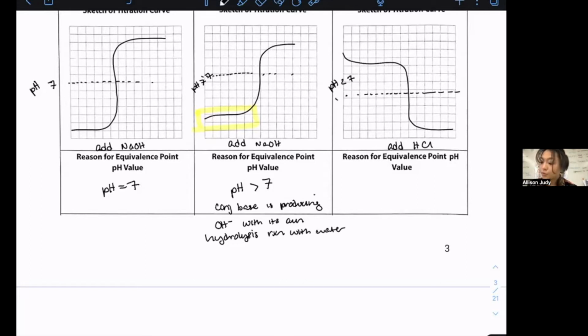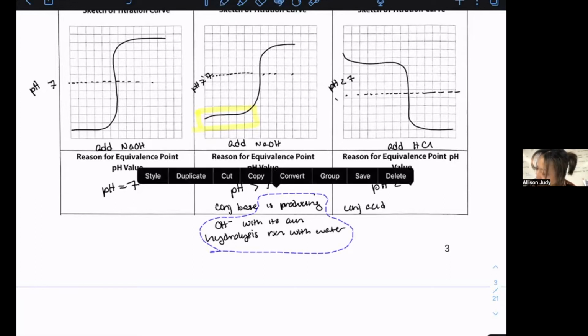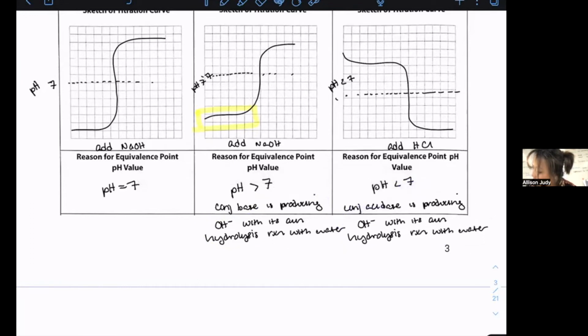And then similar concept here, except we have a pH less than 7 because the conjugate acid is producing its own H plus. Conjugate acid is producing its own H plus ion with the hydrolysis in water. Okay. So that's kind of your conceptual.